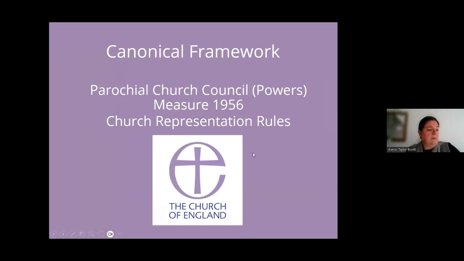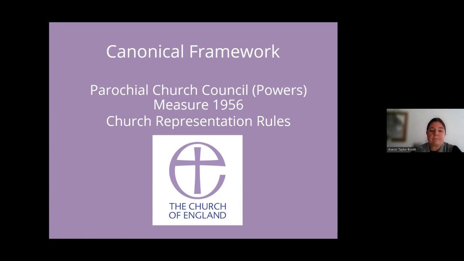Okay, so that's the general picture of a PCC in a parish and what it looks like. Now, we're coming back to canonical framework, okay? Every PCC is governed by the Parochial Church Council's Measure 1956 and the Church Representation Rules. And as you can see, it's been around for many years, and it's a nice, pretty thick book with every single rule that every PCC member and incumbent has to really abide by. It is the rule book, okay?